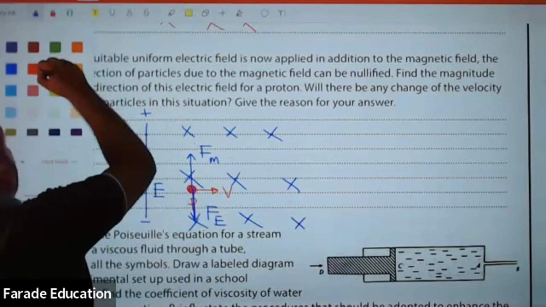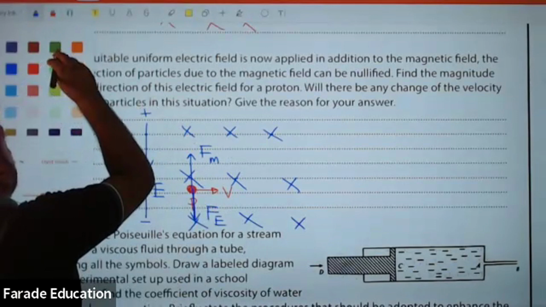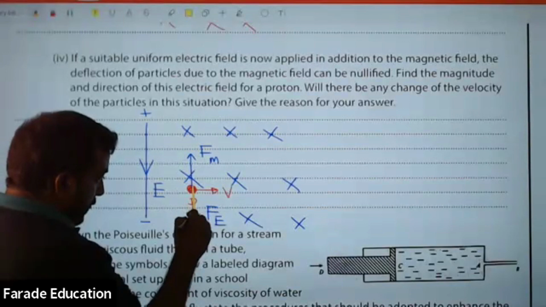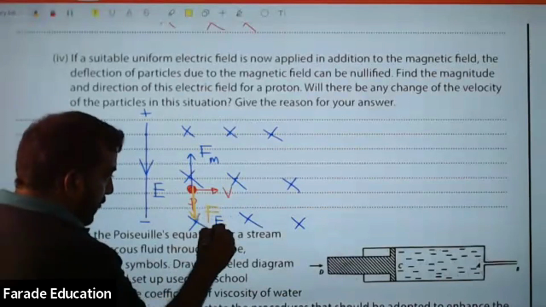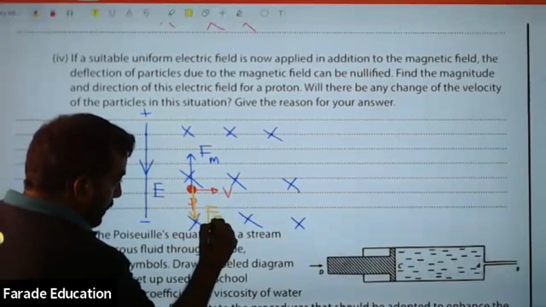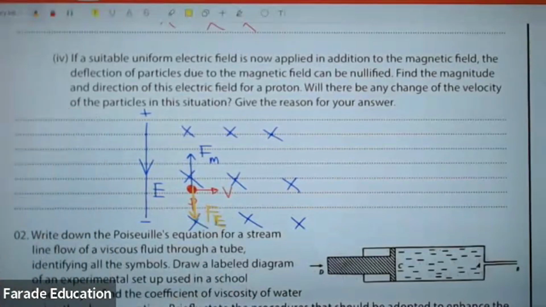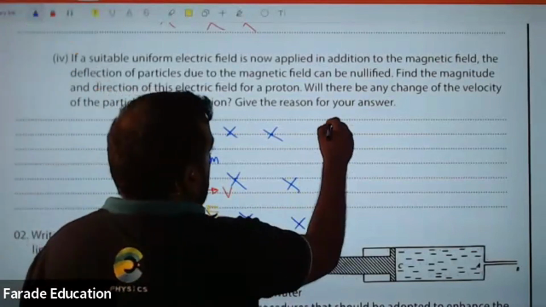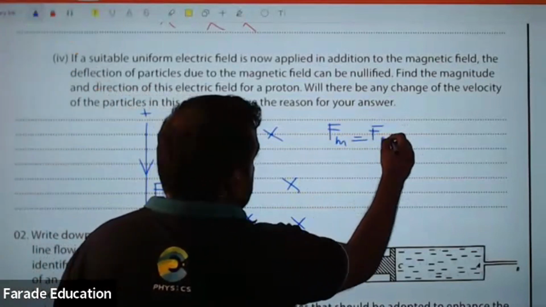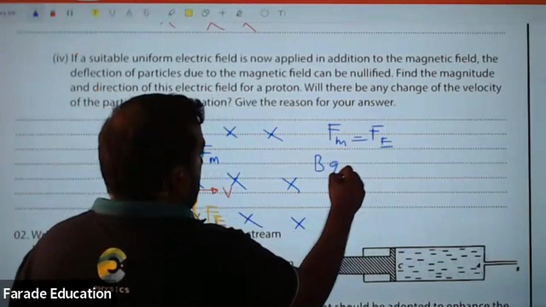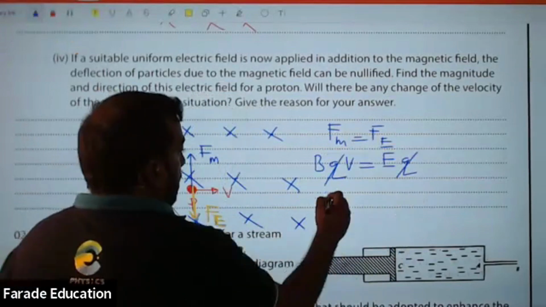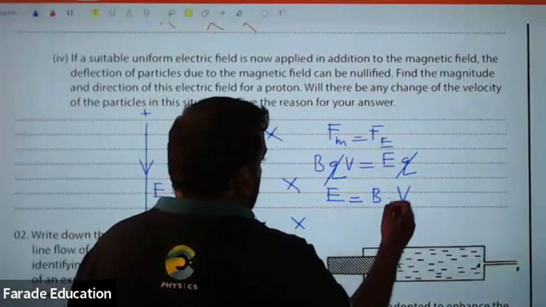Here, if I mark it with a different color, it is much clearer. That will be your electric force acting downward. Magnetic force upwards, electric force downwards. They're asking you to find the value for this, so you can find it easily. Magnetic force balances the electric force. Magnetic force equals BQV. Electric force is equal to EQ. Q cancels off. Electric field is equal to B times V.